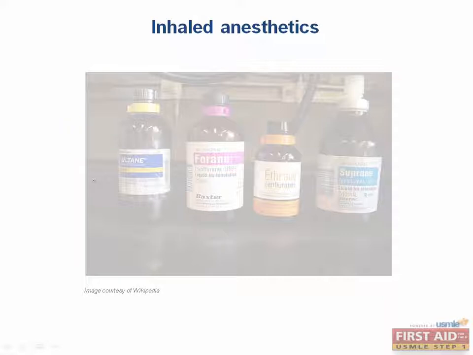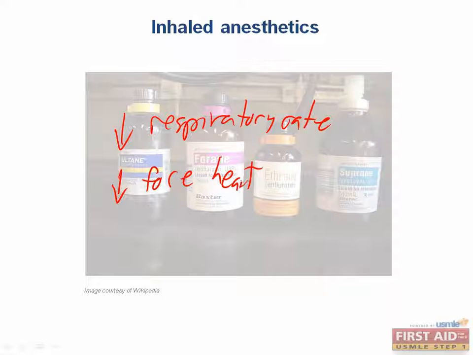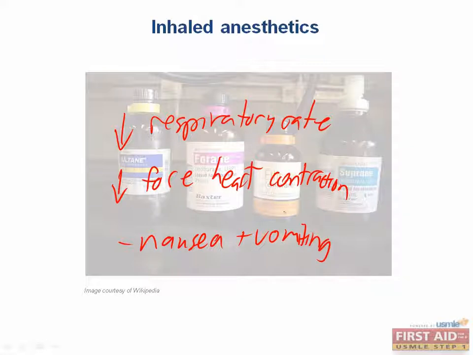The choice of inhaled anesthetic depends on the additional effects, such as how much hypotension they cause or the degree of skeletal muscle relaxation. It may also depend on the safety of the gas. Some gases are too flammable to be used safely. All inhalational anesthetics decrease the respiratory rate. They also depress the force of myocardial contraction. They also frequently cause both nausea as well as vomiting. So antiemetics are commonly prescribed in the post-operative period.